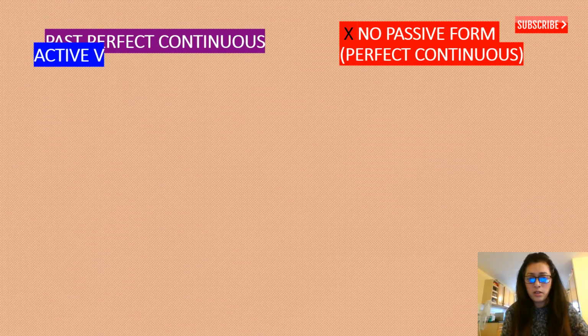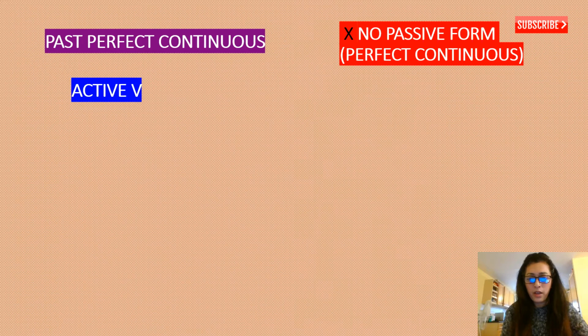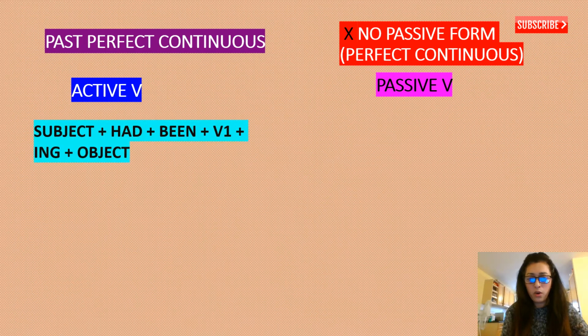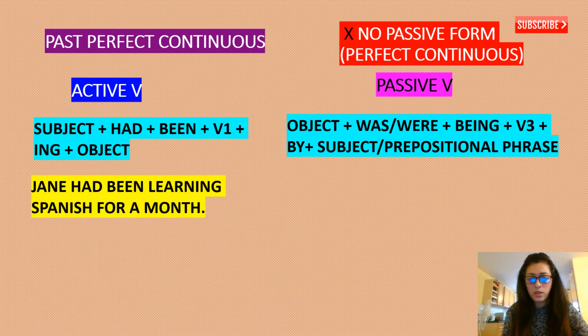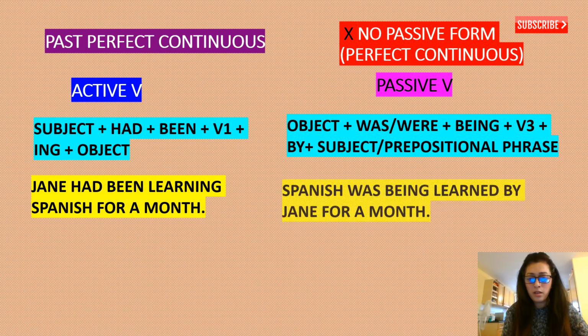Past perfect continuous. Again, as we don't have the passive form, but we change it to a different form, like from subject with had been, verb first form ing and object and active. In the passive, we will use object plus was or were with being and verb third form with by and subject or prepositional phrase. So the sentence will be Jane had been learning Spanish for a month.